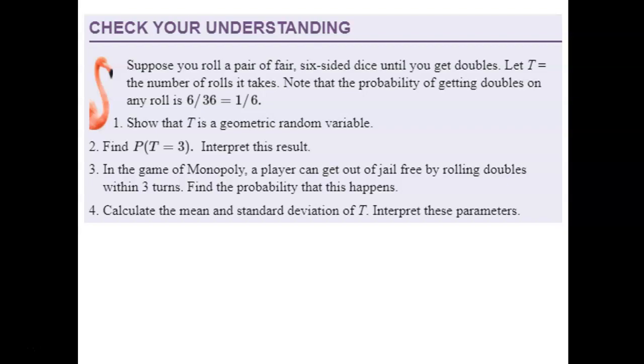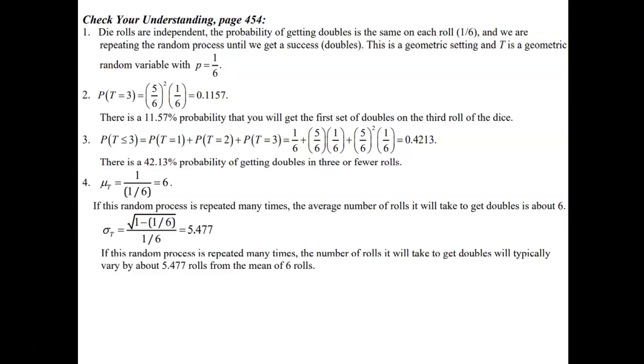All right, show that t is a geometric random variable. Die rolls are independent, check. The probability of getting doubles is the same every time. We're repeating the random process until we get a success, which is defined as getting doubles. This is a geometric setting, and t is a geometric random variable with p equals 1/6. It's very similar to binomial, but we don't have a fixed number of trials, because that's not geometric. All we have to show is that there's independence, that we're repeating until we get a success, and then define the success probability, which is the same on each roll.